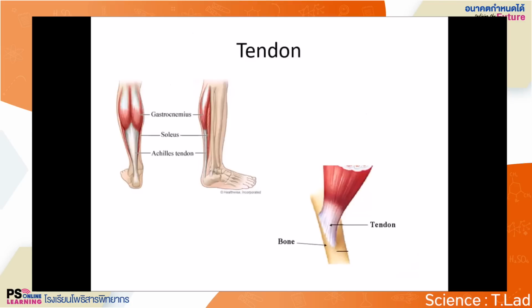Examples of connective tissues are, first one, tendon. So take a look at the picture. A tendon connects a muscle, skeletal muscle, to the bone. One famous tendon in our body is called Achilles tendon. They say this is the strongest tendon in our body. It is located at the back of your leg, just above your ankle. So that is your Achilles tendon. There are many tendons in our body. So again, a tendon connects a skeletal muscle to the bone.